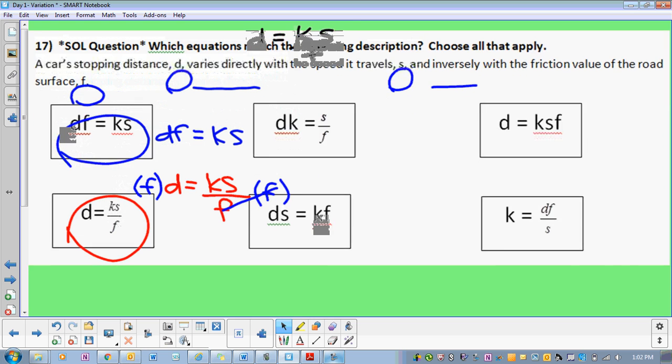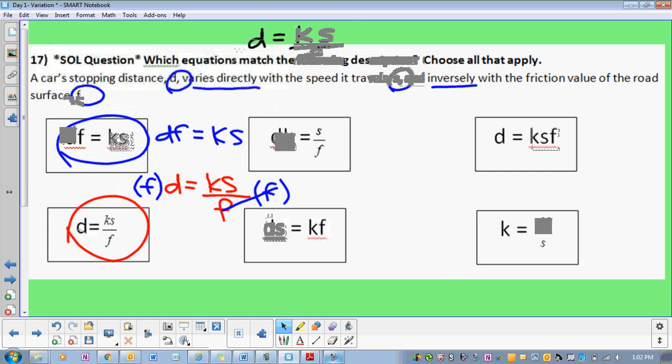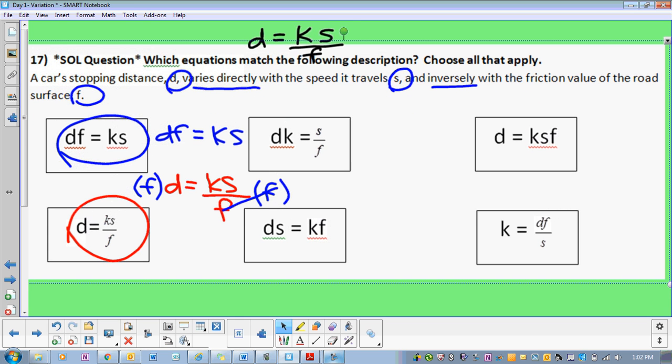Let's see. I'm gonna shrink this guy. Oh no. Why is this not locked? Hold on, I'm gonna lock it.